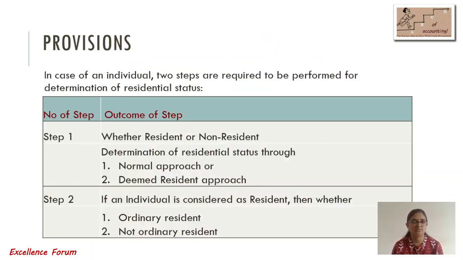Friends, if we see these provisions, they are a bit complicated to understand. So if we take the two-step approach towards it, it becomes a bit easier to understand. The first step will be determining whether an individual is a resident or non-resident. And again, this can be done with two approaches, normal approach or deemed approach. And once we determine that a person is a resident, then the next step is whether he is an ordinary resident or not ordinary resident. This is something important to remember, friends. The second step is applicable only to a resident individual and it is not applicable if he is a non-resident of India.